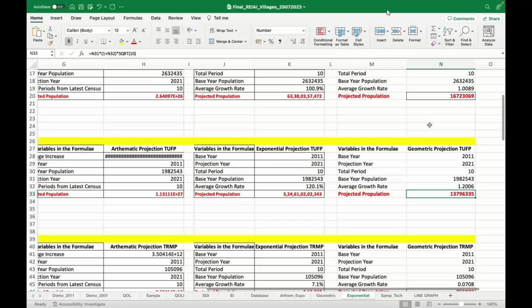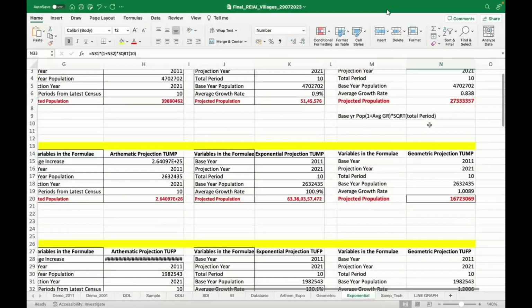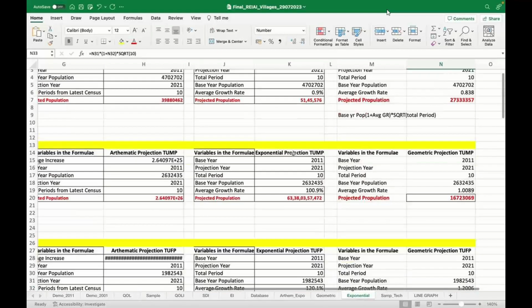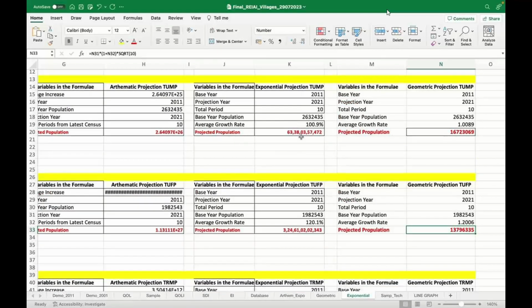So do not jump to a conclusion that you use one single method. Suppose a person does it for exponential and sees the projected population of total urban male population, it will be there, no doubt.